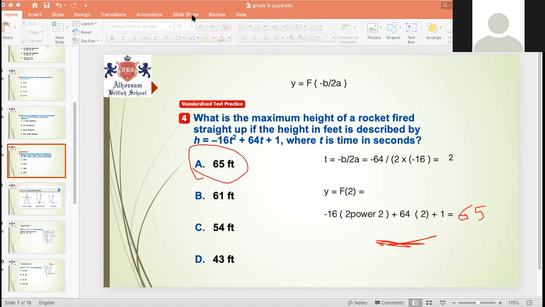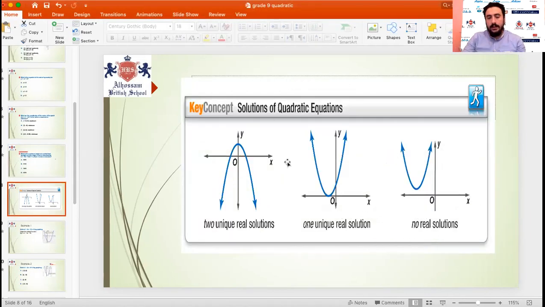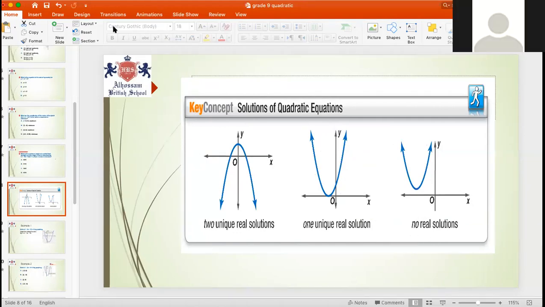Let's take another example: the roots, the solutions of a quadratic equation. By the way, the solution is the x-intercept. Focus with me. If the curve intersects the x-axis at 2 points, that means there are 2 unique solutions. If the curve touches the x-axis at 1 point, there is 1 unique solution. And if it doesn't touch the x-axis, there are no real solutions.